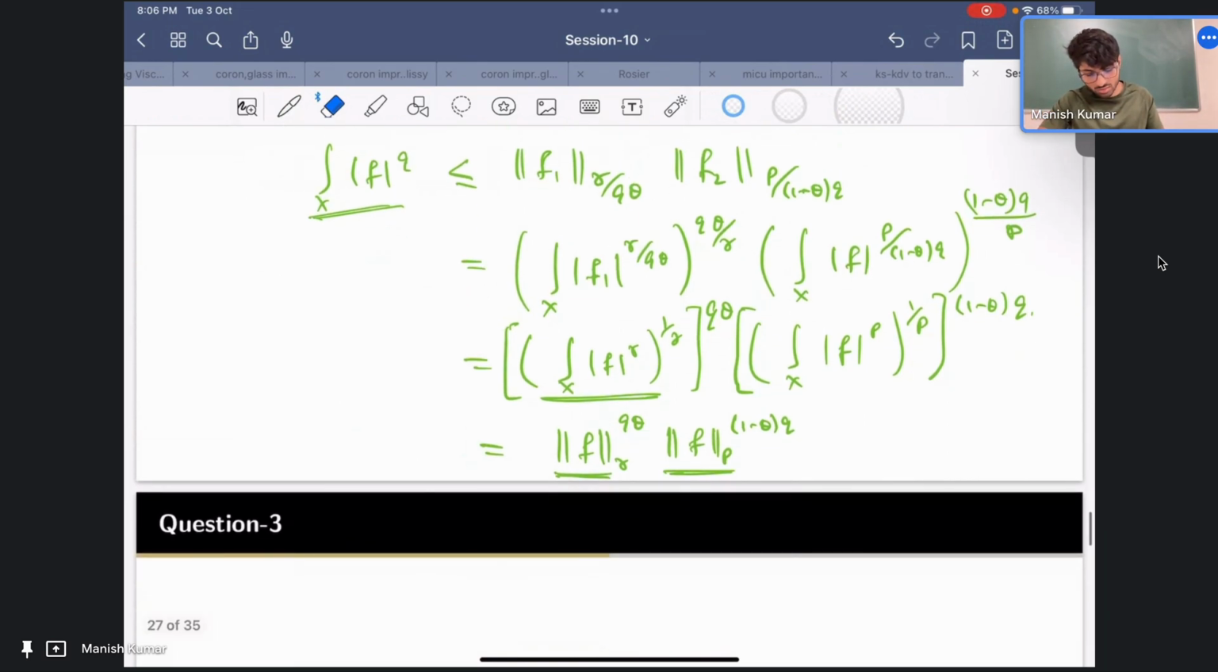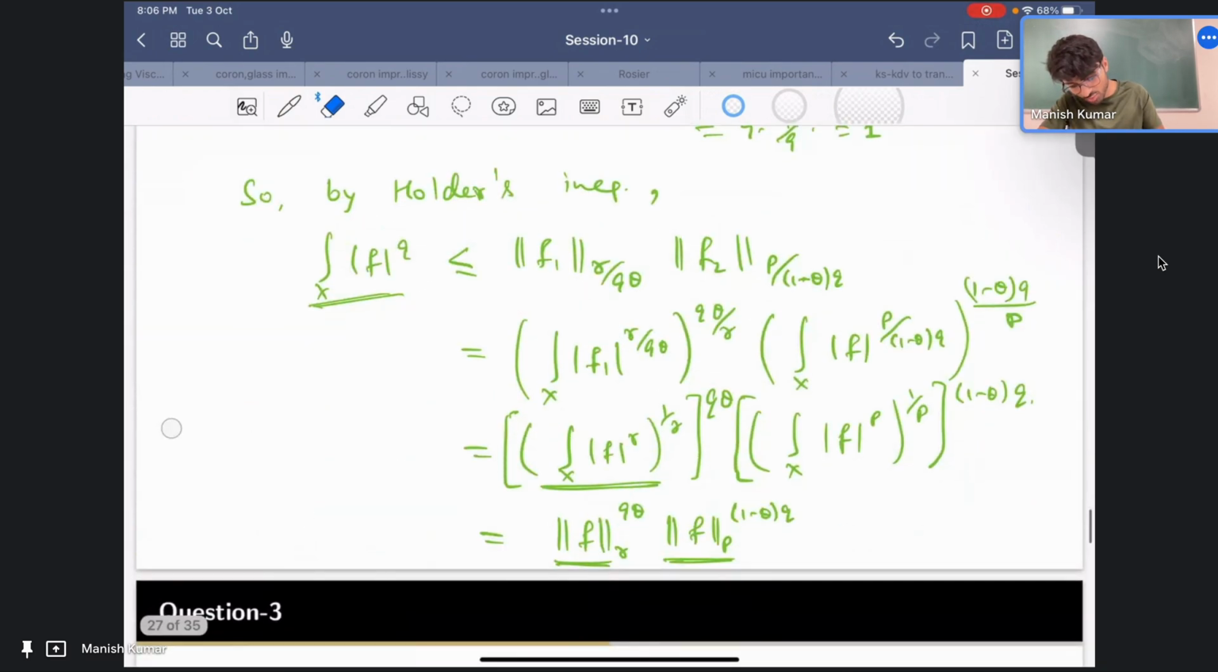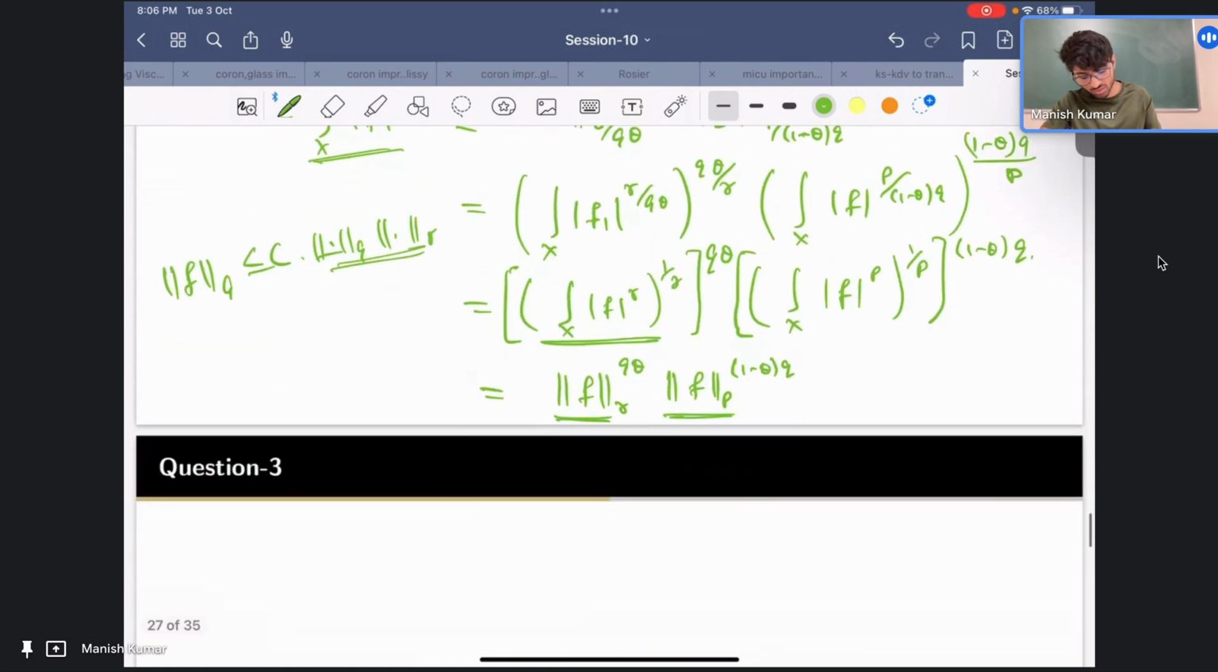Just to write this one. As I mentioned in the very initial part, I have to prove continuous inclusion. That means the norm of f in L^q should be less than or equal to C times the norm of f in L^P and the norm in L^R, and some expression involving these. So I'll have to see what this comes out to be. Let us write this.